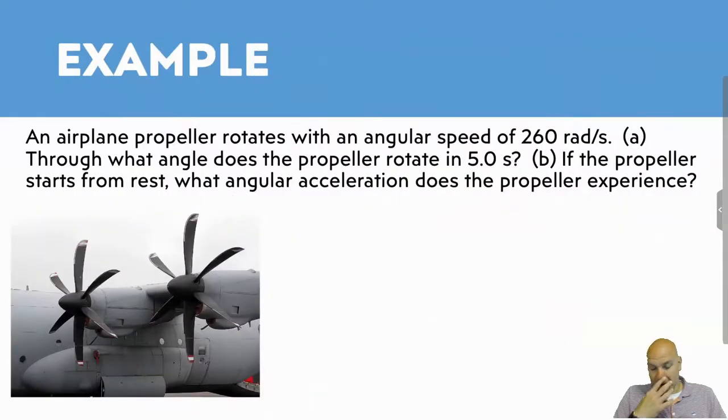All right, so let's look at an example problem. An airplane propeller rotates with an angular speed of 260 radians per second. Through what angle does the propeller rotate in 5 seconds? And if the propeller starts from rest, what angular acceleration does it experience?